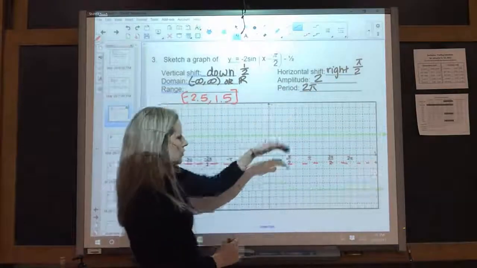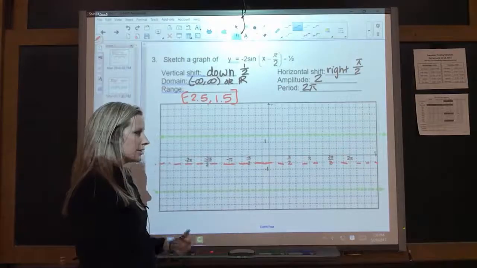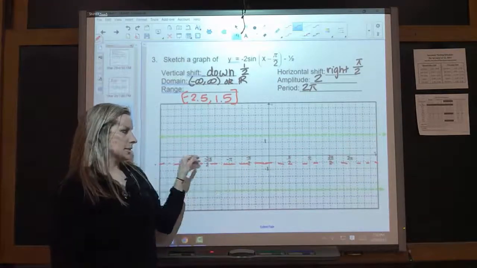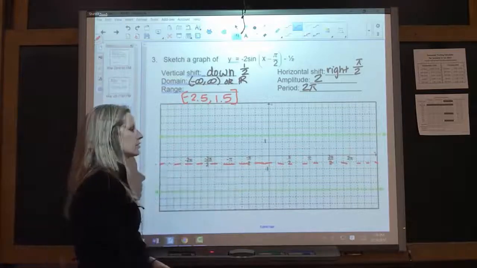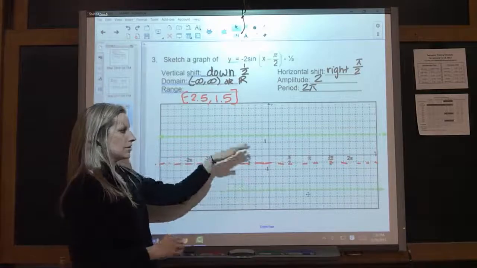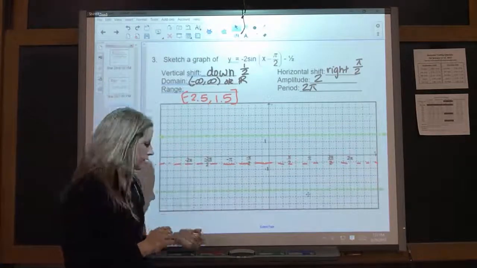So it should be 2 from the top and 2 from the bottom. So you could do it either way. But yeah, it might help to go ahead and draw that middle line. Okay, so we know up and down what we're going to do now. Now we need to figure out left and right.